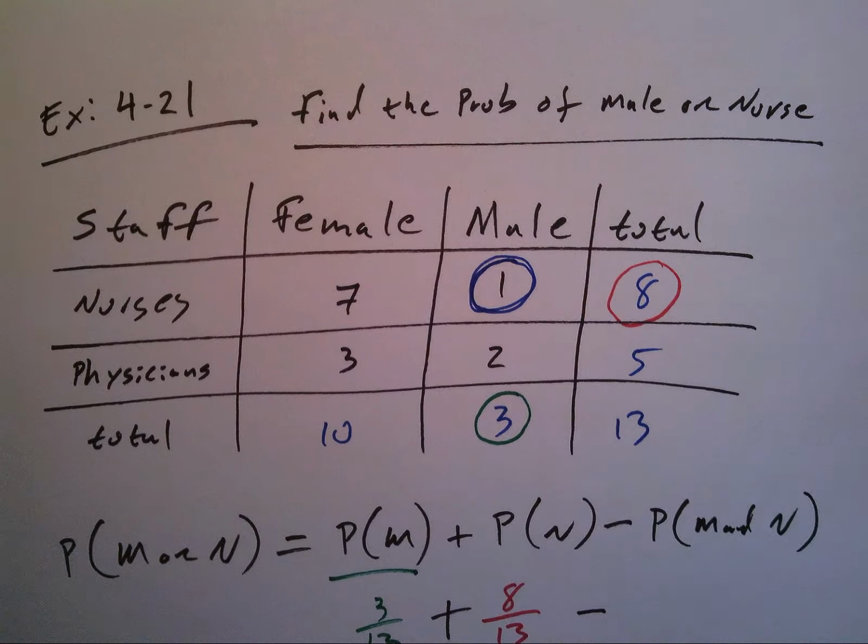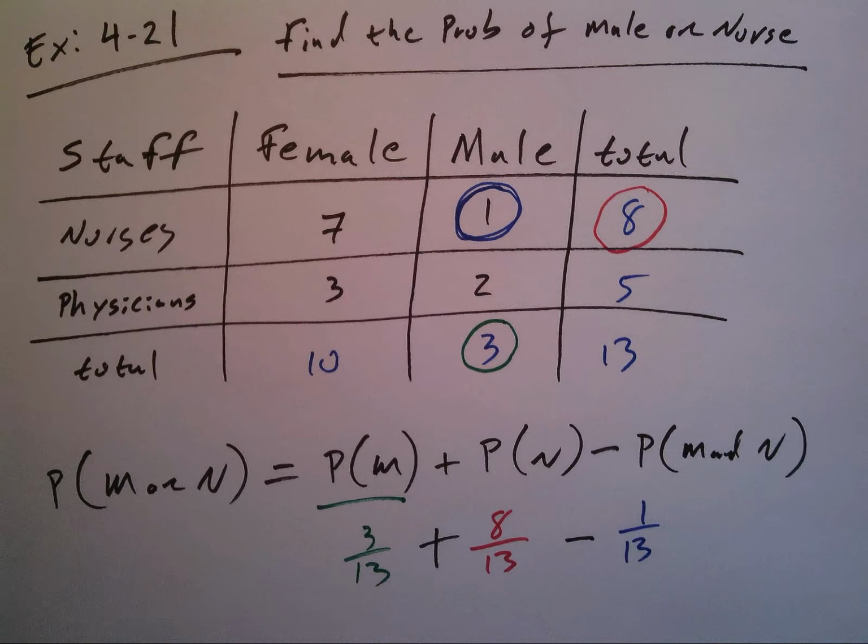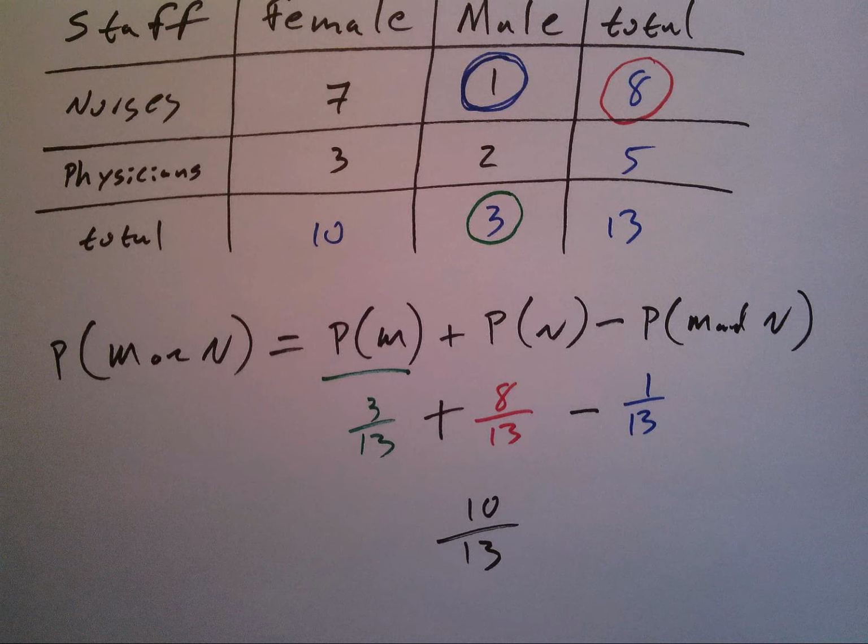Do we see any place on our chart that has males and nurses? Yeah, so using the blue pen, I'm circling the 1 right there under males and nurses, and 1 out of my 13 fits that category. So now I have 3 plus 8 minus 1 gives me a grand total of 10 out of 13. Notice if I had reduced fractions, not that I could have done that with 13, I wouldn't have as easily been able to add or subtract them. When you have your fractions, always leave them out of your total. Don't bother reducing. It'll make your math easier. All right, 10 out of 13. There you go.